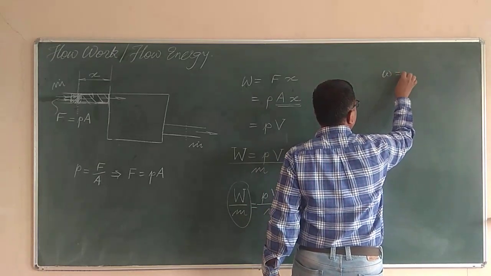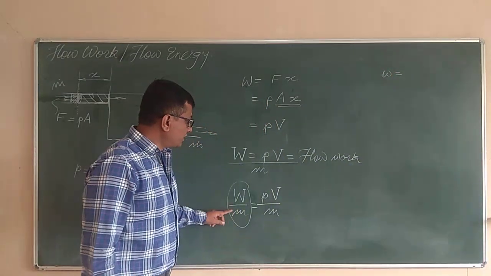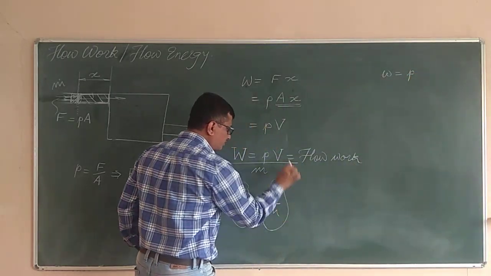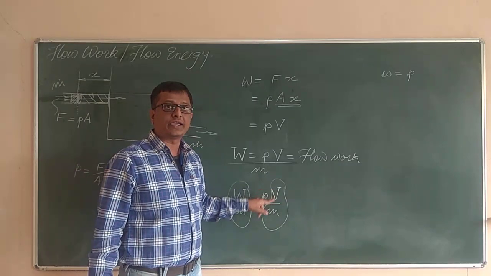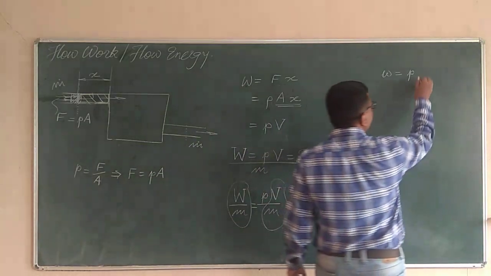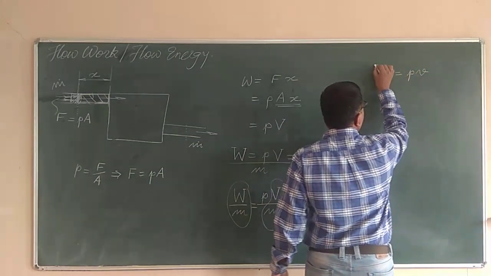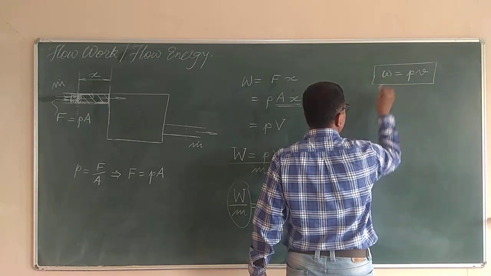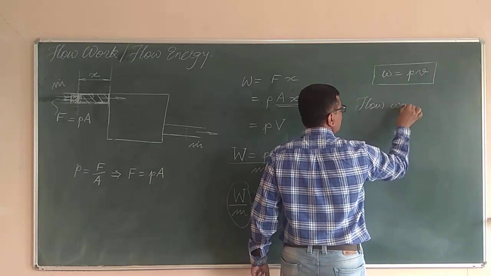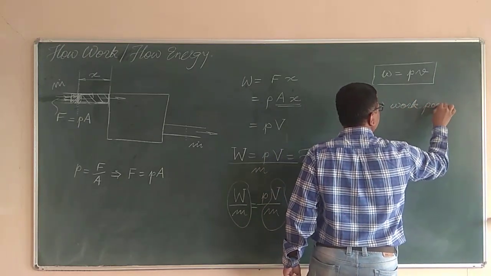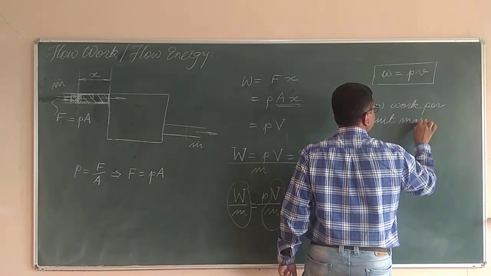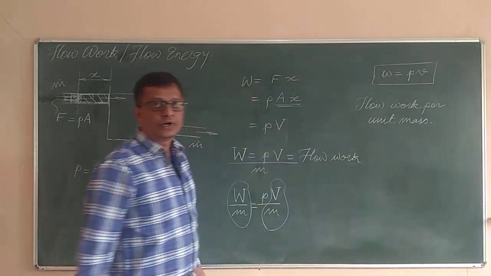I can write this as small w, the specific flow work, equals the pressure P as it is, the absolute pressure, into, what is this term? Capital V is the total volume divided by small m, the mass of the fluid. So volume per unit mass is nothing but the specific volume, represented by small v, and this is known as the flow work per unit mass of the fluid.